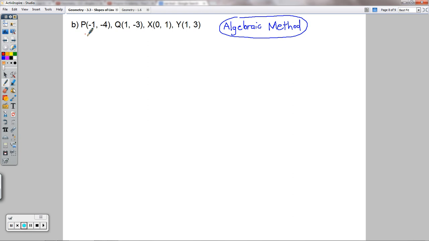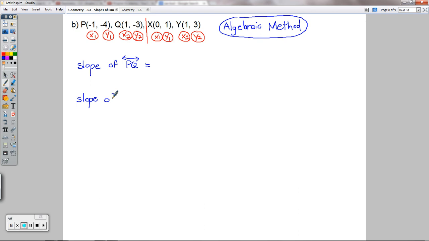So let's label these first of all. This is going to be my first x1, y1, and first x2, y2. This is a separate line from this one. That's why I've added that little segment in there. This would be x1, y1 for the line XY, and this would be x2, y2 for that line. So let's figure out, based on that, what's the slope of PQ, and what's the slope of XY.